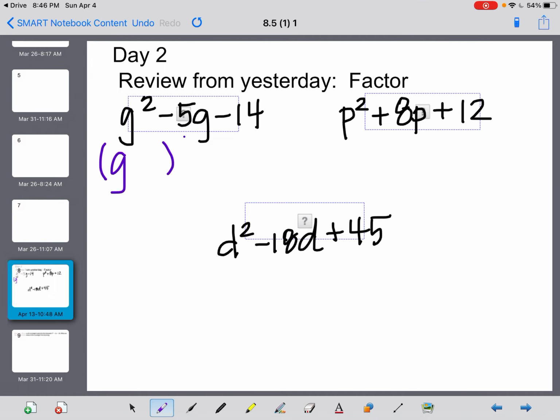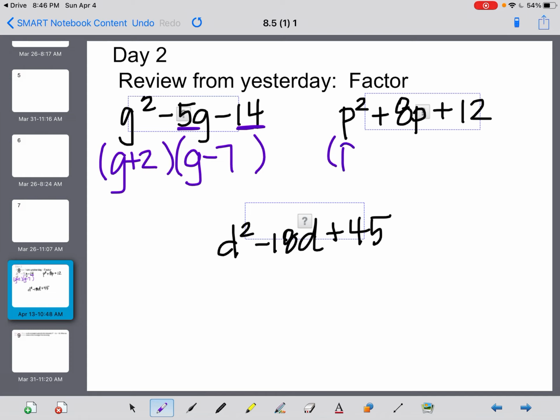Okay, remember that we're looking for something that multiplies to be the C value, but adds to be the B value. Because I don't have a coefficient in front of the g squared, I know I just need a g in each, and so this one is g plus 2 times g minus 7.